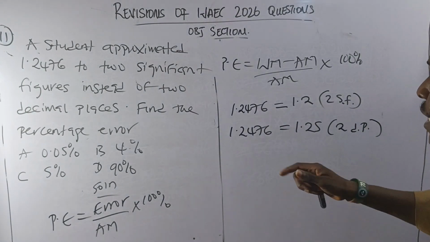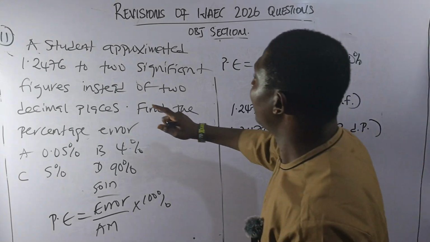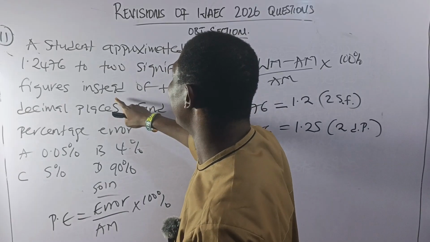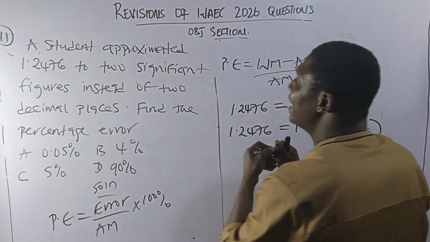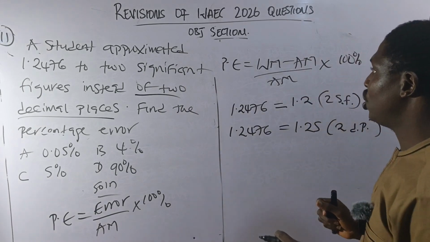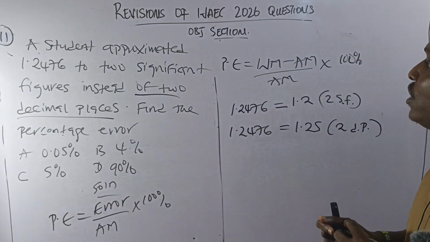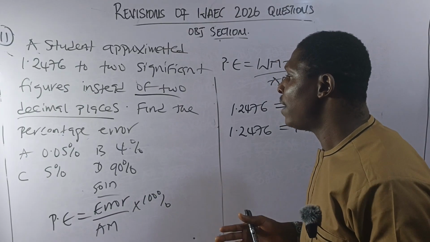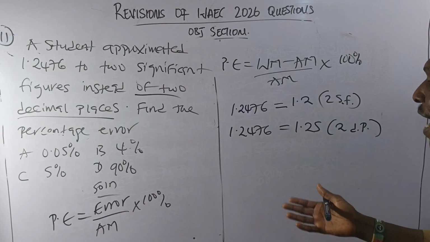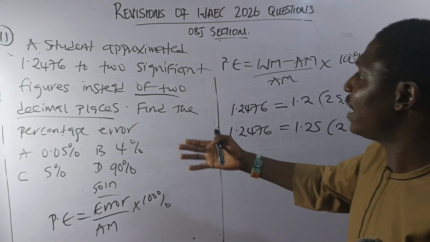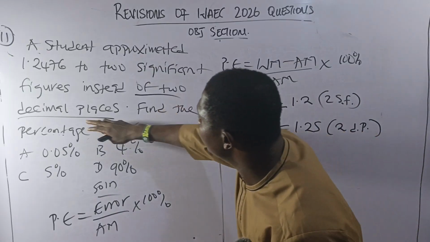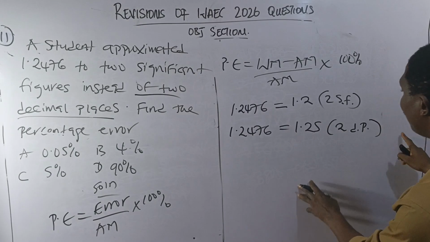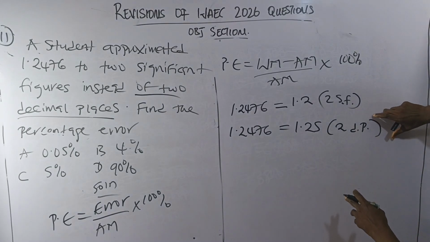Now they said a student approximated 1.2476 to two significant figures instead of two decimal places. Instead means instead is the correct one, which is the actual measurement. Now it's just like I asked you for a bottle of Coke, and you came back with Fanta. I can simply say, but I asked you to bring Coke instead. So what it simply means is this instead of this, this is the actual measurement. Now we simply have our actual measurement, which is the two decimal places.